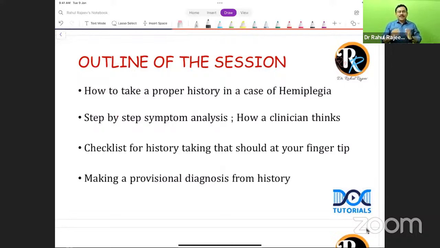Third, I know that when you go to exams, after learning all this, you want a checklist. So I'll give you a quick checklist as well that will help you take a quick history in your exams. Then we'll go for making a provisional diagnosis from the history. Because as you know, when it comes to MBBS prof practical exams, at the end of history, many examiners might ask you, okay, what is your diagnosis from the history? So I'll tell you how to summarize the history and also I'll tell you how to make a diagnosis.